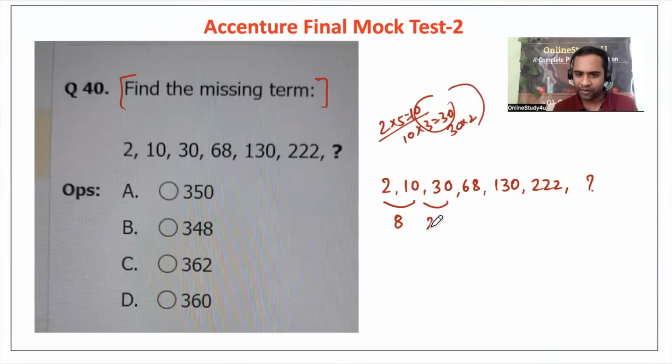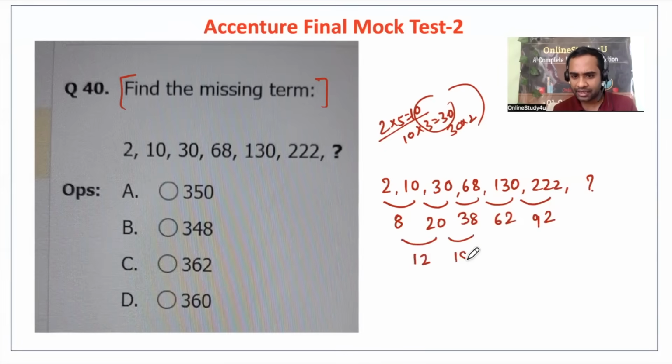So now the difference is 20 here. Then the difference is 38 here. Then 62 here. And then the difference is 92 here. Let us take one more difference. So it is 12 here, 18 here, 24 here, and 30 here, right? So now we could see 12 plus 6 is 18, 18 plus 6 is 24, 24 plus 6 is 30. So the next difference will definitely be 36.